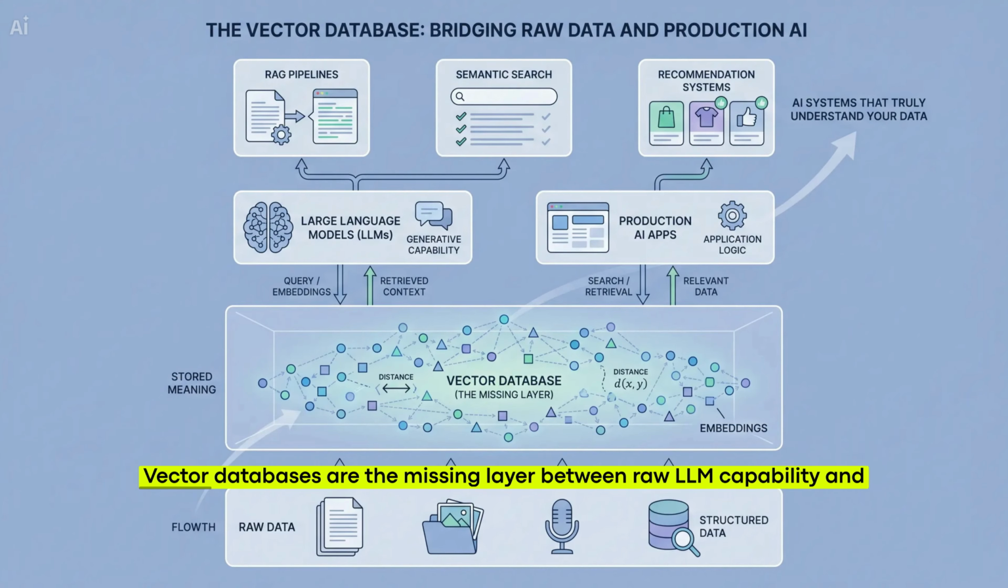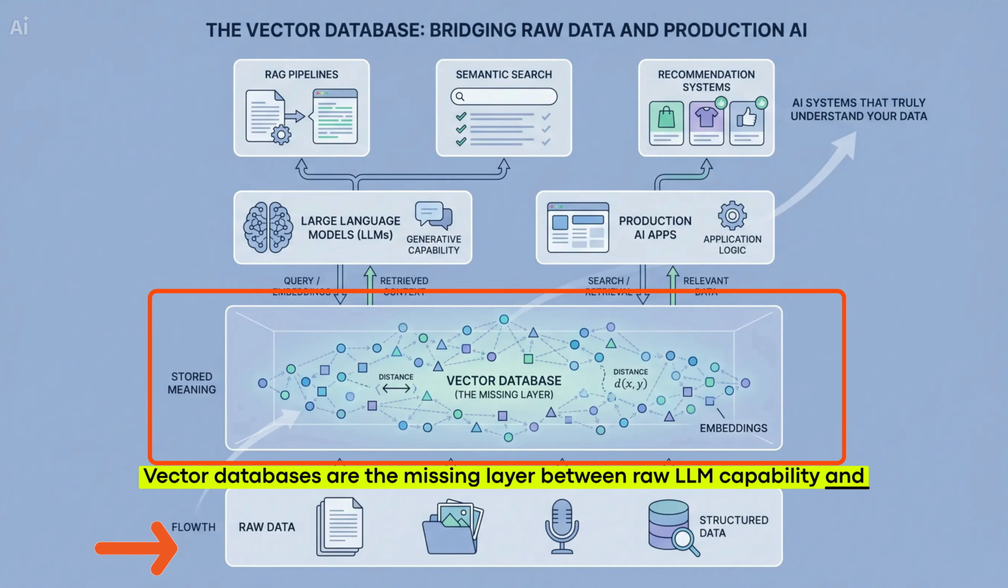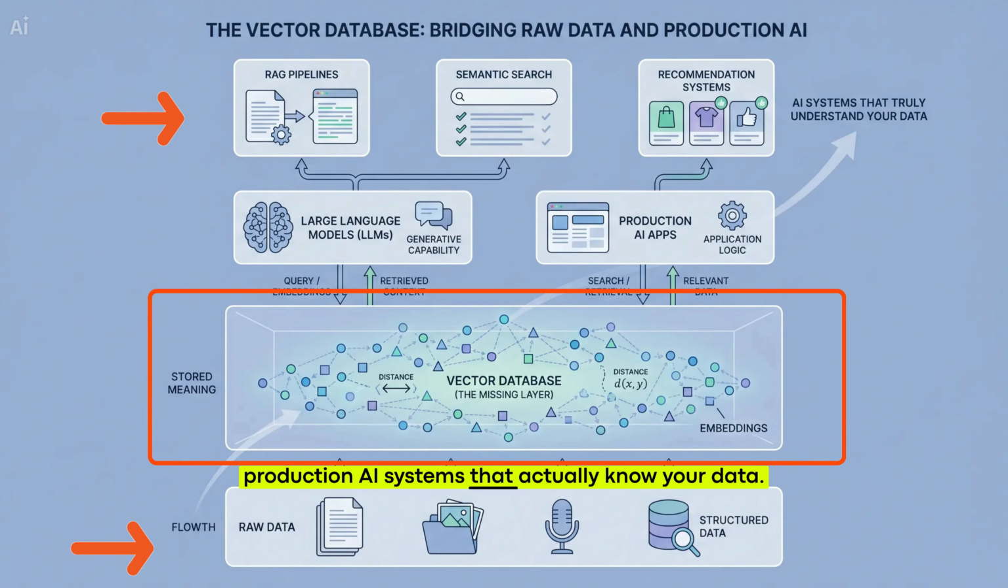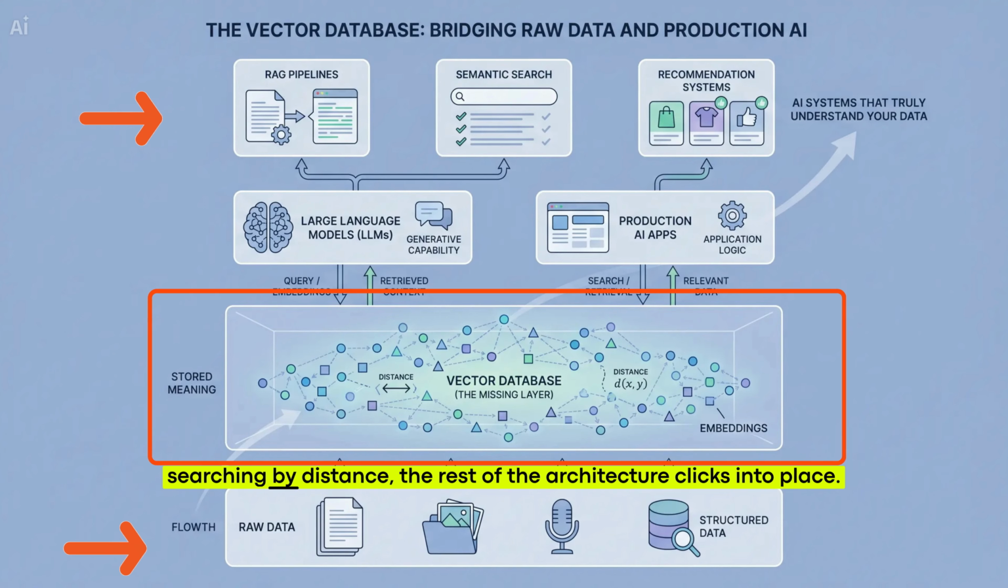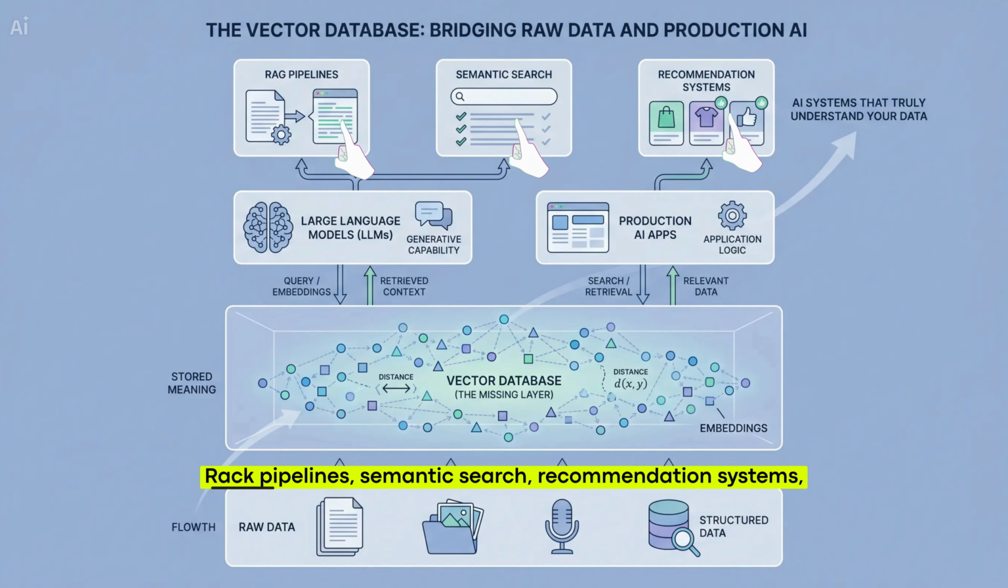Let's summarize it. Vector databases are the missing layer between raw LLM capability and production AI systems that actually know your data. Once you understand what they are doing, storing meaning as geometry and searching by distance, the rest of the architecture clicks into place. RAG pipelines, semantic search, recommendation systems, they all have this at the core.